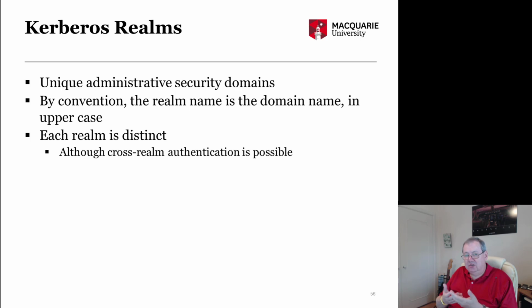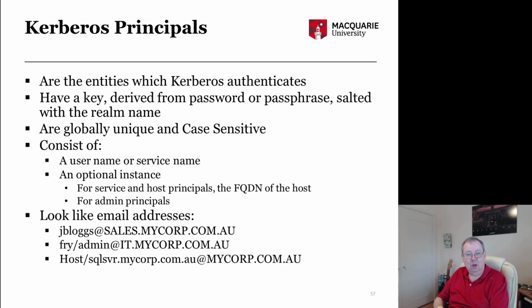Now, where Windows Active Directory has domains, most systems have domains, the same concept exists in Kerberos. They're called realms. By convention, a Kerberos realm name is just the internet domain name of a company or a subdomain in uppercase. Each realm is distinct, but Kerberos does allow cross-realm authentication as well.